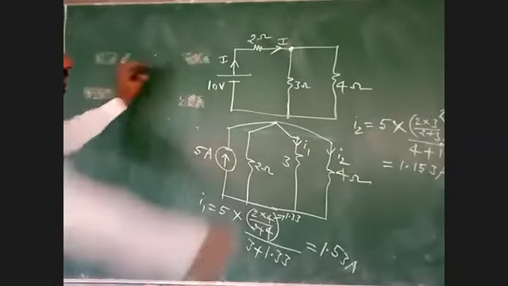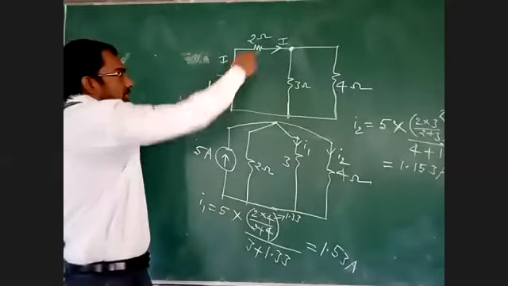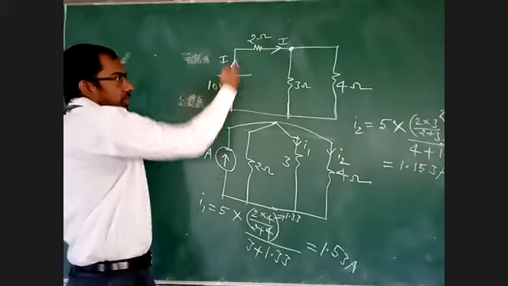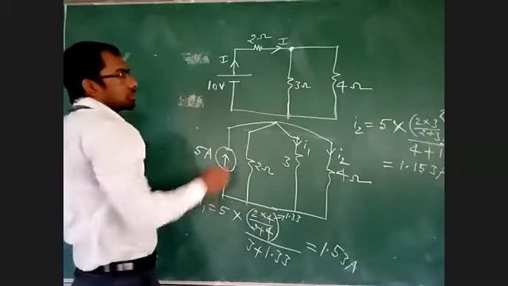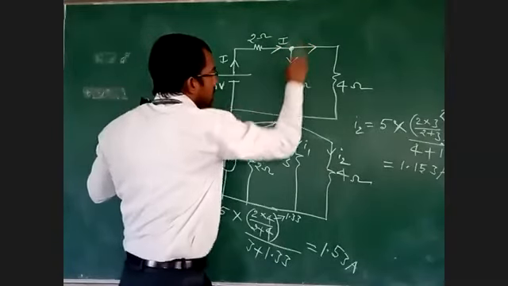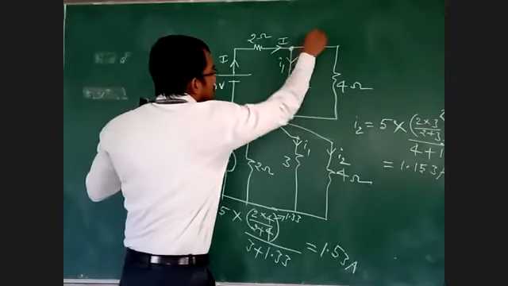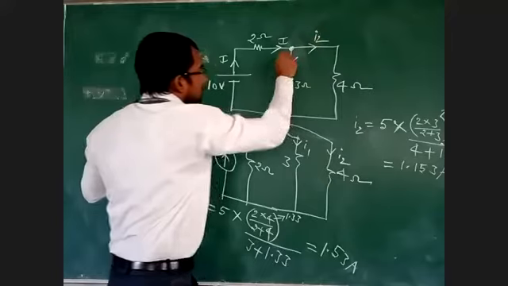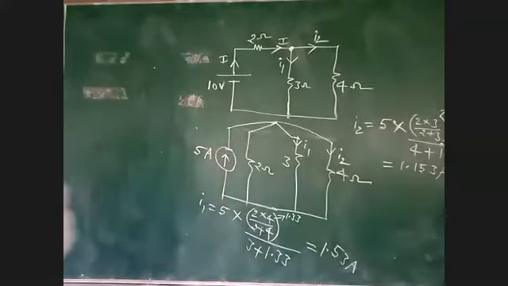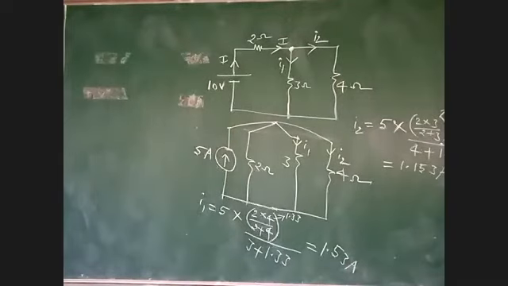These two are in series. In series, current will be the same. Whatever the current flowing from 10 volts, I is the current flowing in 2 ohms. This I is coming here and it is dividing as I1 and I2. Draw one more circuit so that it will be clear, and indicate I1 and I2 like that.